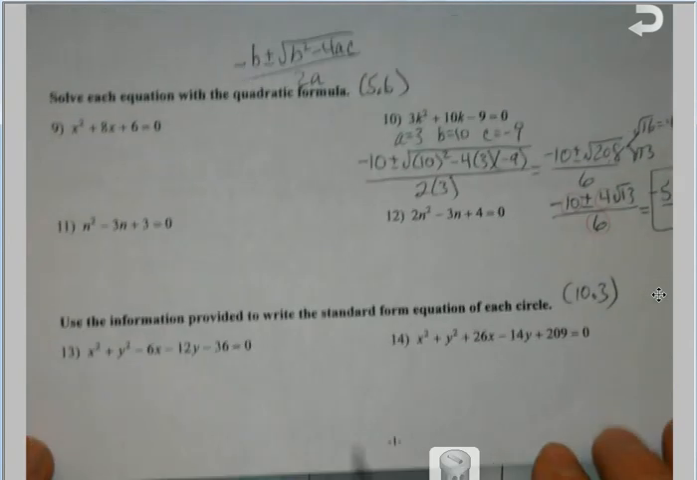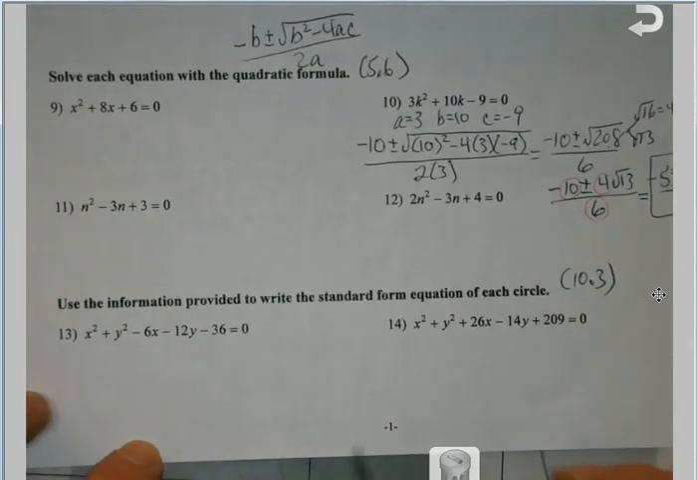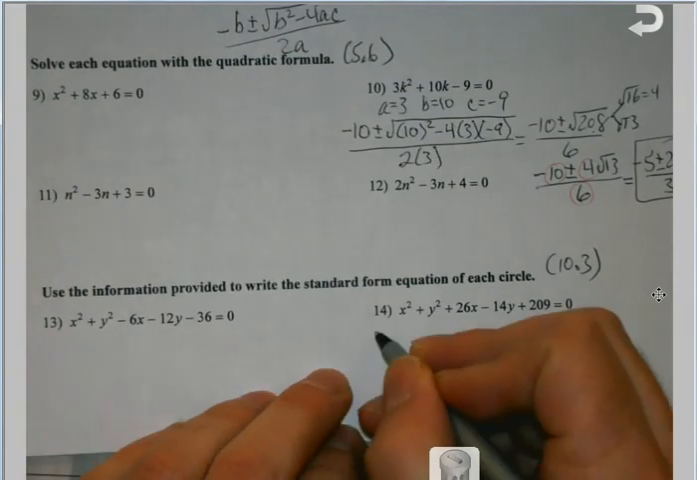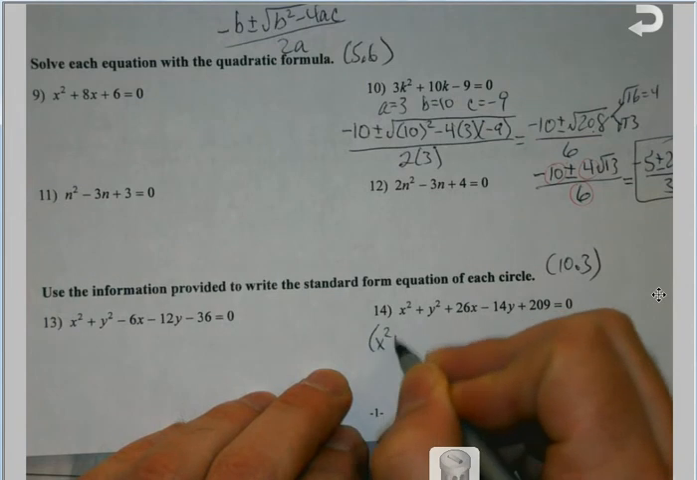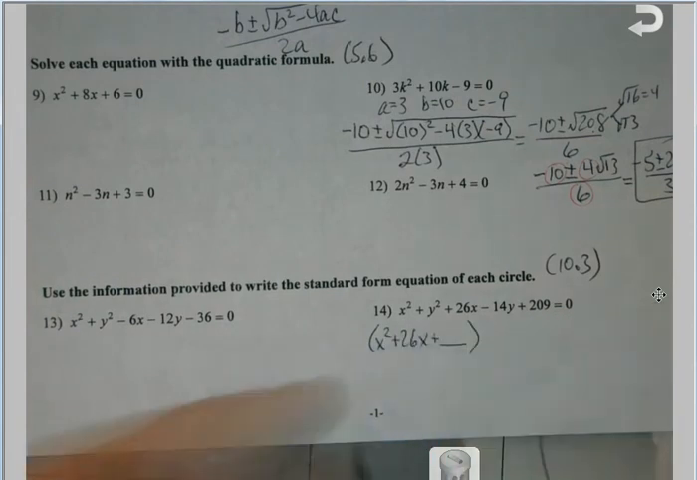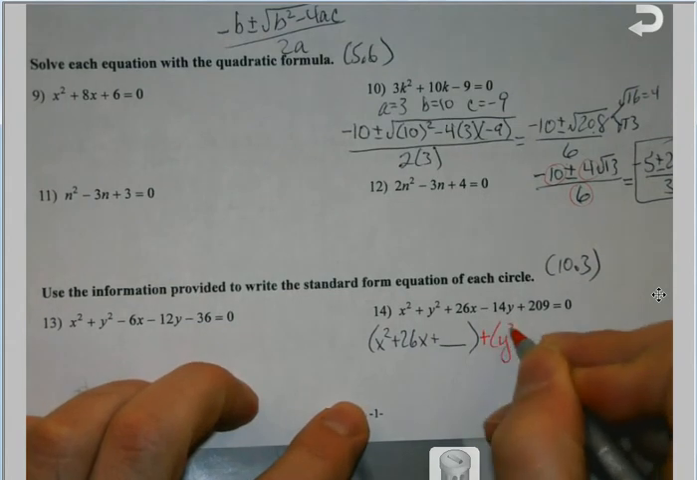Use the info provided to write the standard form equation of a circle. We've done one of these before, but we'll pop another one in here. So let's do the nasty one. Let's do 14. My first job is to get all my x terms together in one place. Get all my y terms together.